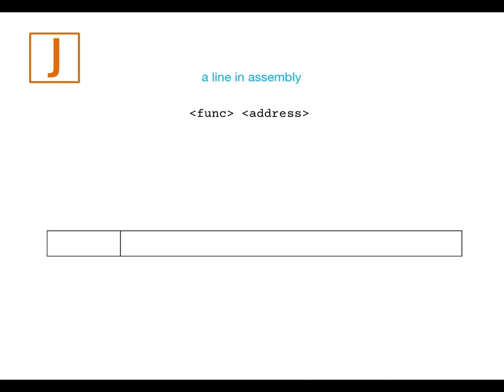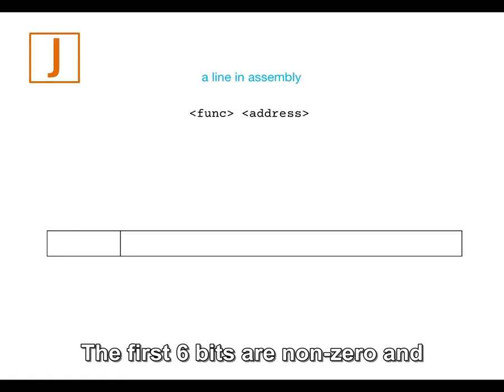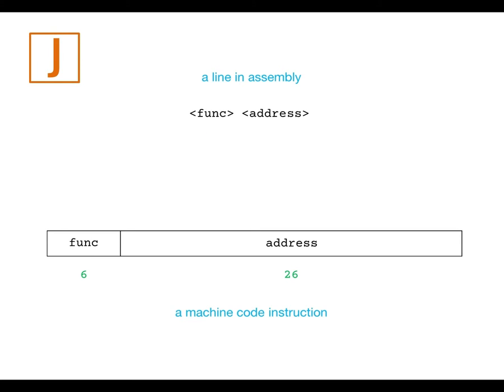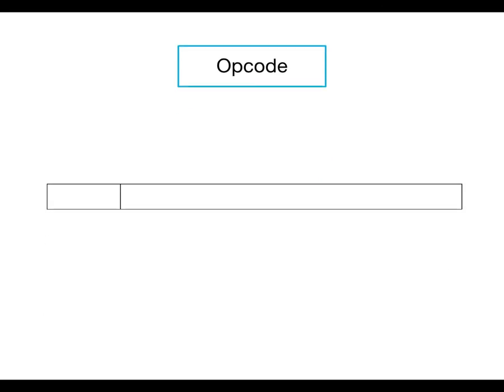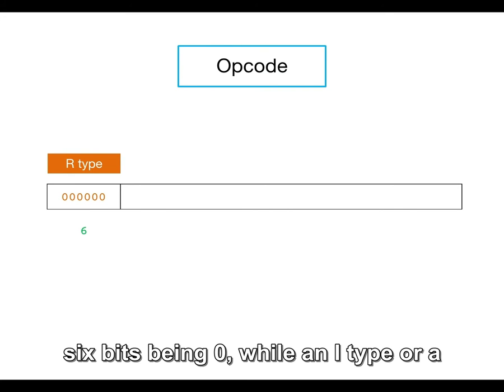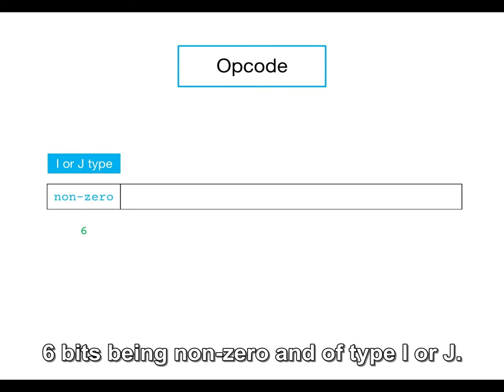Our final type of instruction is J-type. It's the simplest as well. The first 6 bits are non-zero and of type J, and the last 26 bits are your memory address. An R-type instruction will have the first 6 bits being 0, while an I-type or a J-type instruction will have the first 6 bits being non-zero and of type I or J.